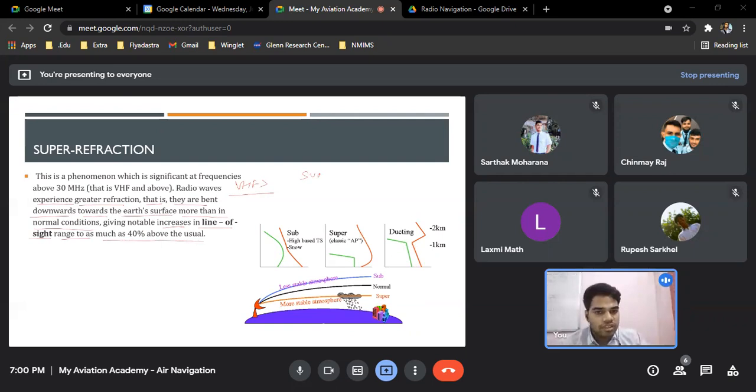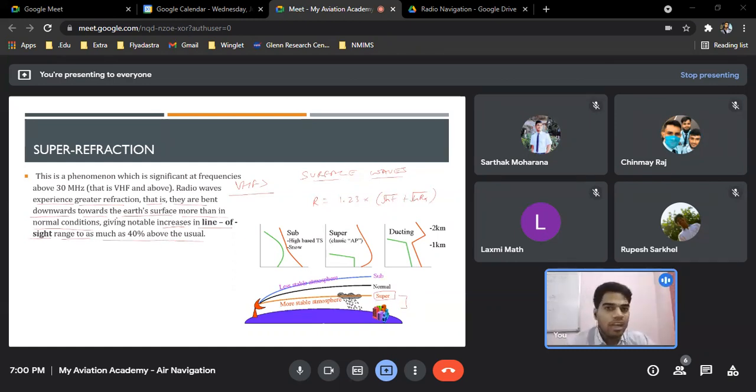Basically, we're talking about the surface waves. If you see in this picture, this is the normal one, this is the super refraction happening. When this happens, the aircraft which is at low level height is still able to receive that particular range. Usually my range formula is 1.23 into the square root of height of transmitter plus the square root of height of receiver. Usually my formula is this. But in this case, even when my height is less, I will be able to receive the same radio wave because of this super refraction.